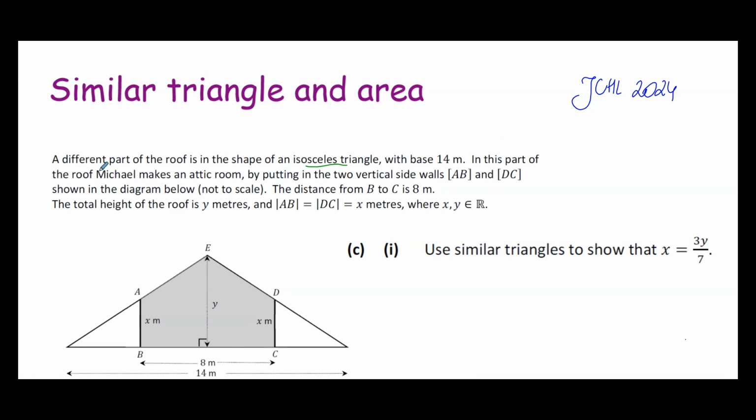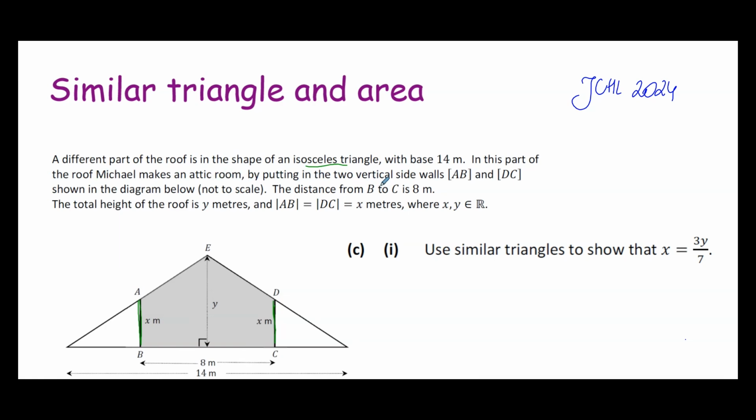In this part of the roof, Michael, because this question was about Michael and he does build a house, makes an attic room by putting in the two vertical side walls AB and DC. So we can see what this is referring to. There is a wall here and there is a wall here. So therefore that area, that's where I'm going to have the room. Shown in the diagram below, not to scale.